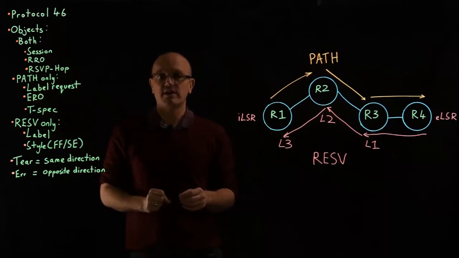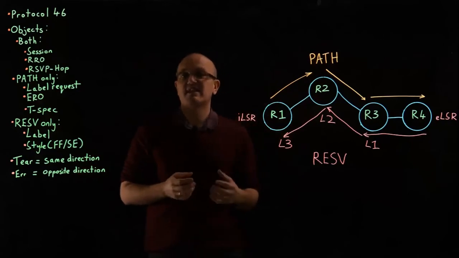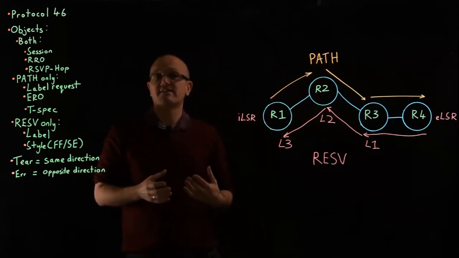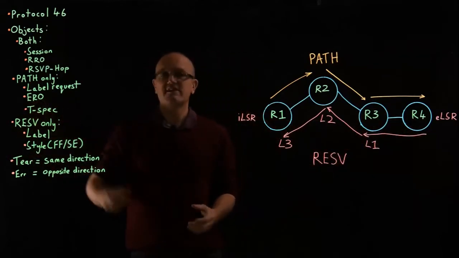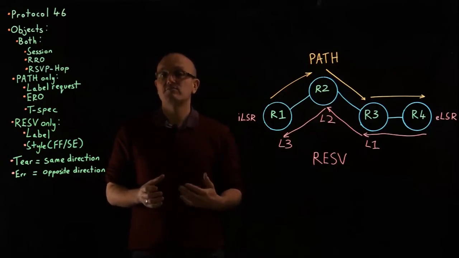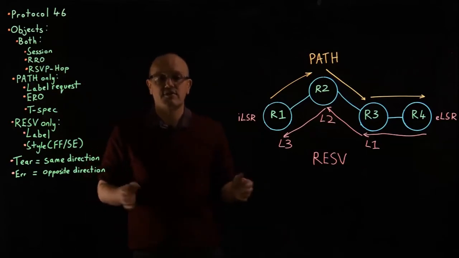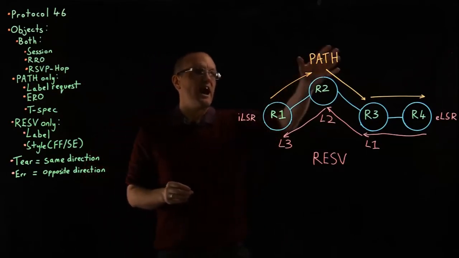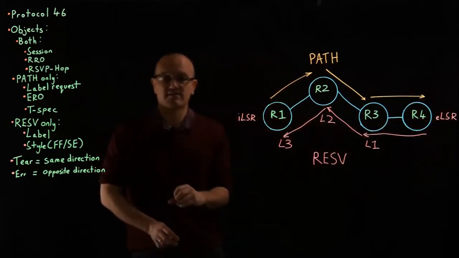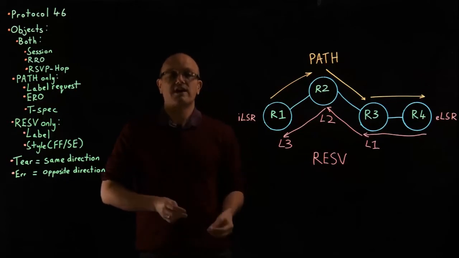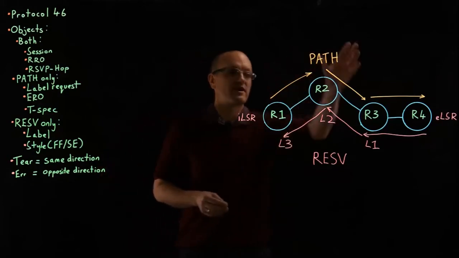In path messages only, we see label request objects. So these are what's requesting that labels be allocated, and that's what's later going to be signaled in the reserve message coming in the opposite direction. We have the explicit route object. Now this is quite closely associated with the record route object, and it is a list of IP addresses that the path message has to traverse through in the network on its way to the egress LSR. And it's in effect a way of specifying the exact path that an LSP must take through the network.